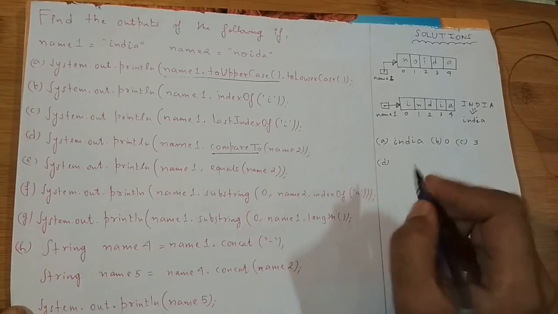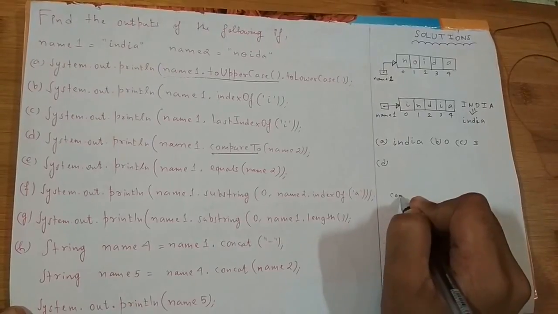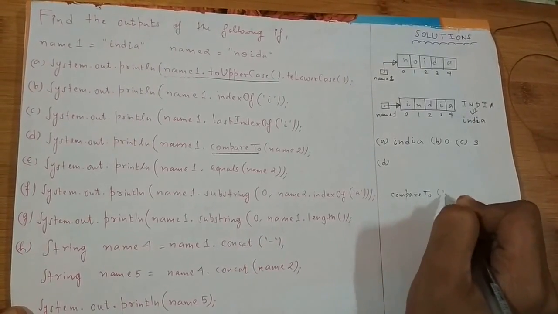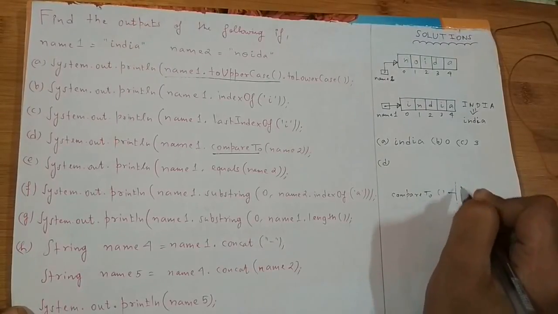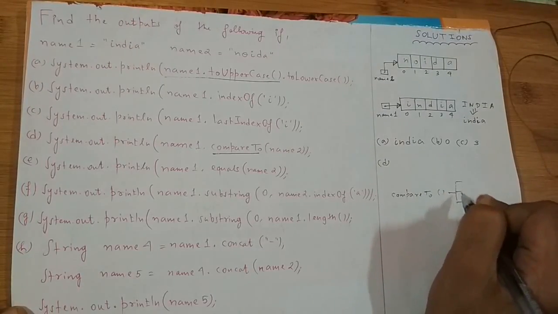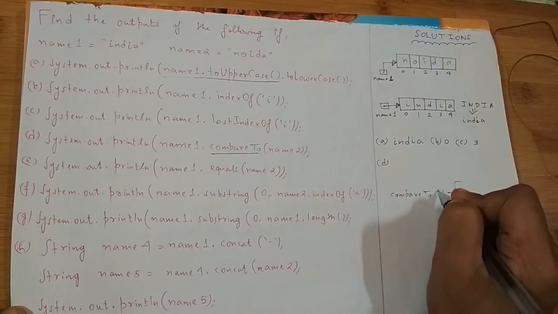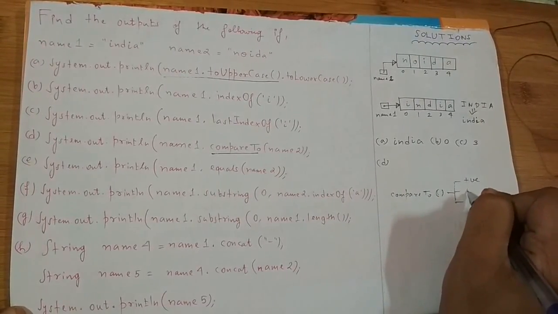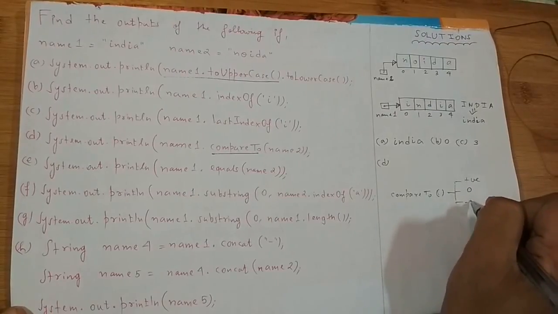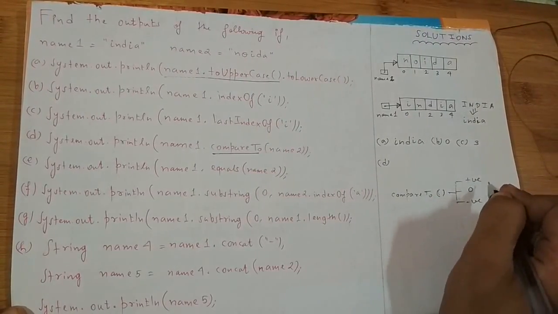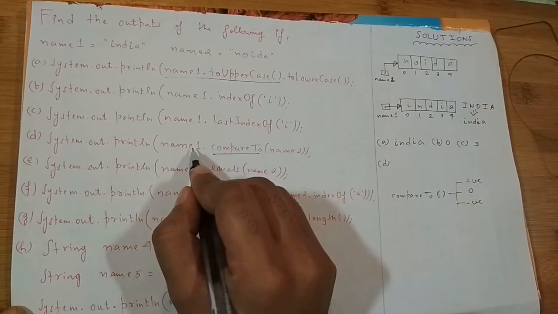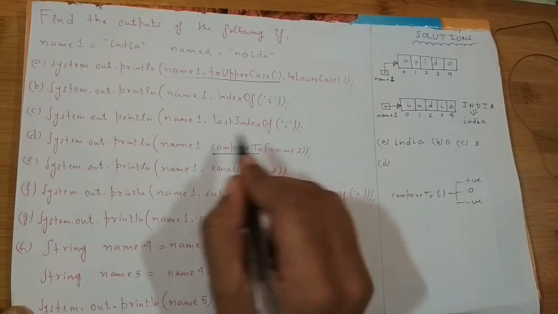Remember the compareTo method. The compareTo method returns three types of values. It can either return a positive value, it can return 0, or it can return a negative value. What happens if it returns a positive value? If it returns a positive value, then it means that name1 comes after name2.